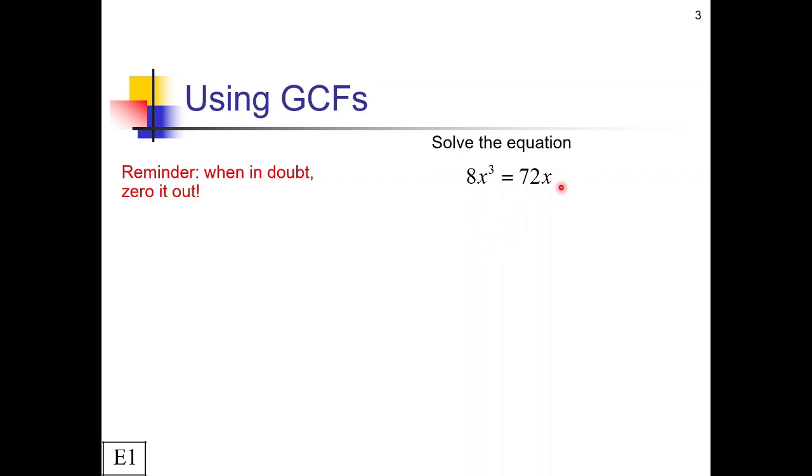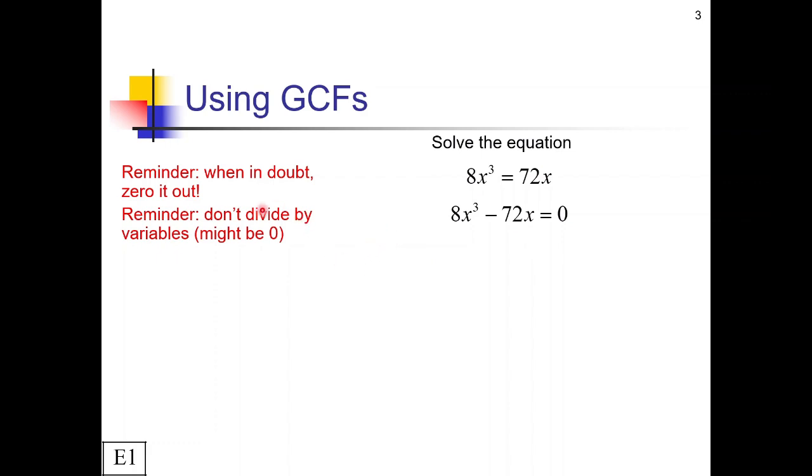Alright, so I'm going to take my own advice and move this 72x over to the left side to get 0 on the other side. Now another thing that might be tempting in this situation is some people might want to divide by x. And we have seen in the past that dividing by x is bad news. We don't divide by variables, specifically because you might be dividing by 0, which is always a bad idea.